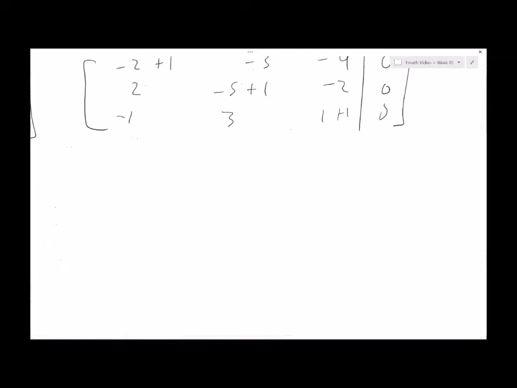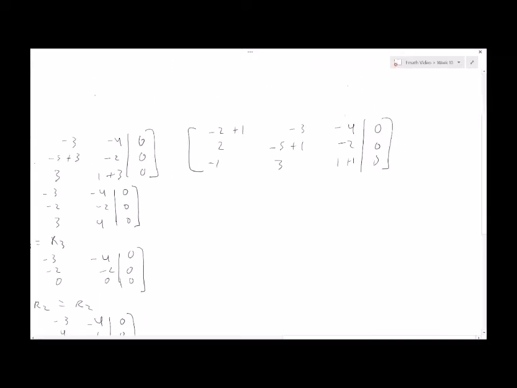Alright, so now that we have that, we get negative 1, negative 3, negative 4, 0, 2, negative 4, negative 2, 0, negative 1, 3, 2, 0. So from here, we already have a 1 on the top left corner. We can multiply by a negative 1. So it's negative row 1 plus row 3 equals row 3.